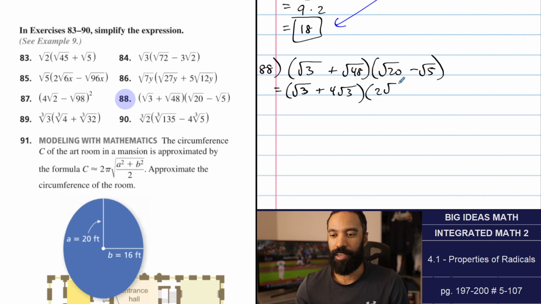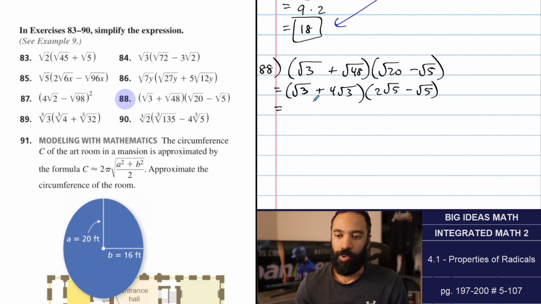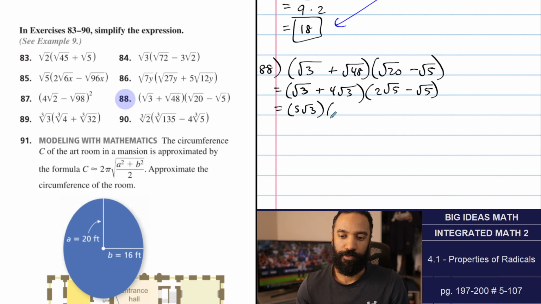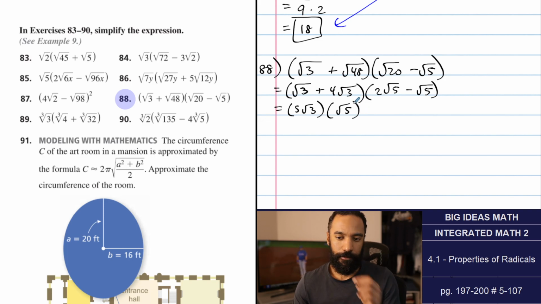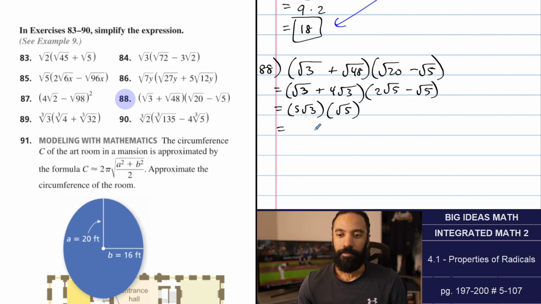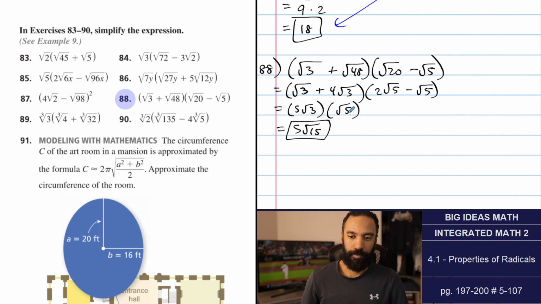Root 20 is 2 root 5, and minus root 5, which can combine. So root 3 plus 4 root 3 is 5 root 3. 2 root 5 minus 1 root 5 is 1 root 5. And 5 root 3 times root 5 will give you 5 root 15. Root 15, no perfect squares. You're done.